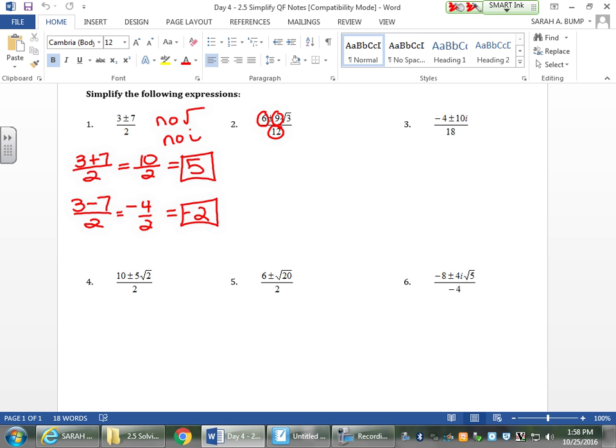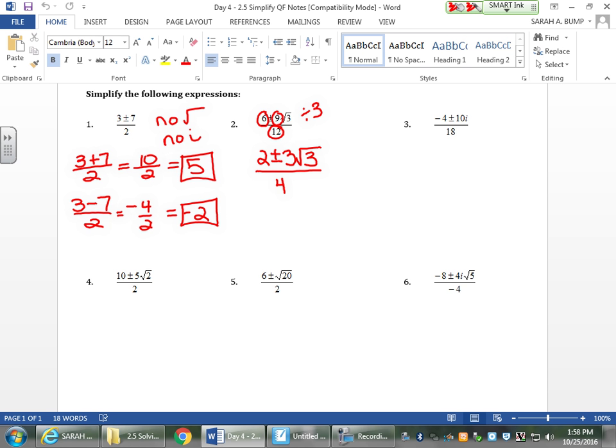So 6, 9, and 12 are all divisible by 3. So that's what we can do on this problem, divide them all by 3. 6 divided by 3 is 2, plus or minus 9 divided by 3 is 3. The radical 3 stays alone. You can't divide that by 3 because it's under a radical. And the denominator, 12 divided by 3, is 4.